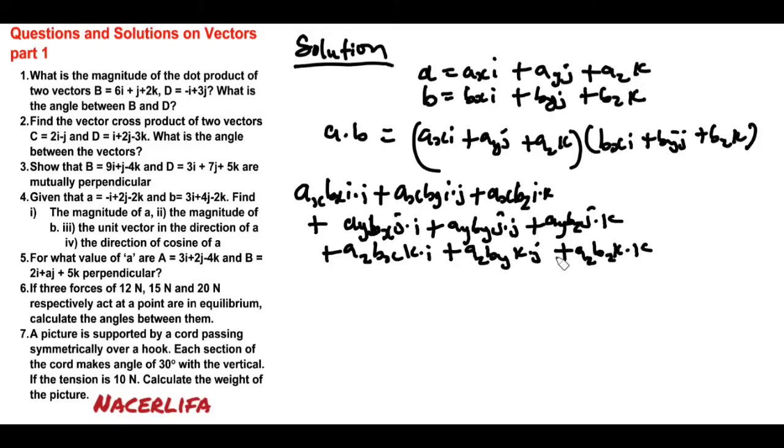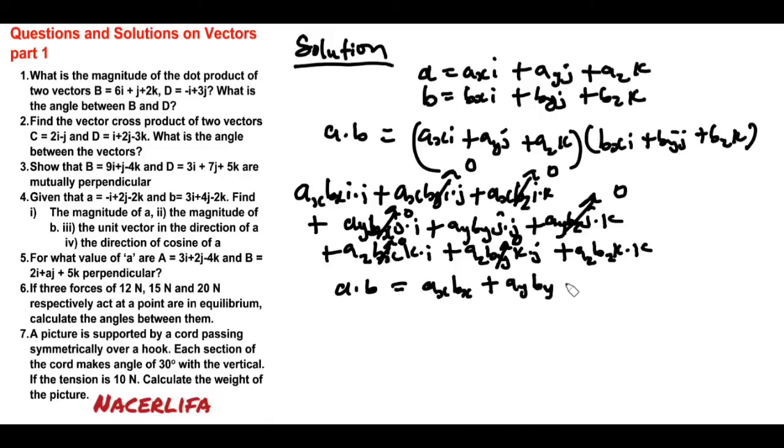Then following the conventions we stated before, you see that this is what? 0. This is 0. This is 0. This is 1. This is 0. This is 0. And this is 1. So we have that A dot B equals AX BX plus AY BY plus AZ BZ from these conventions. So this is what we shall be employing to solve this problem.